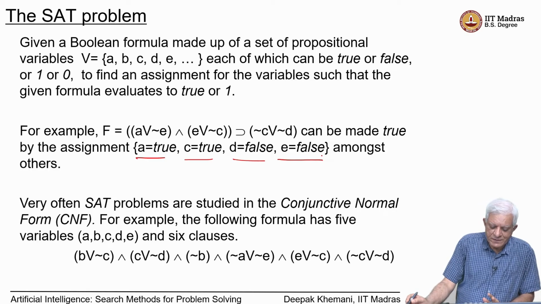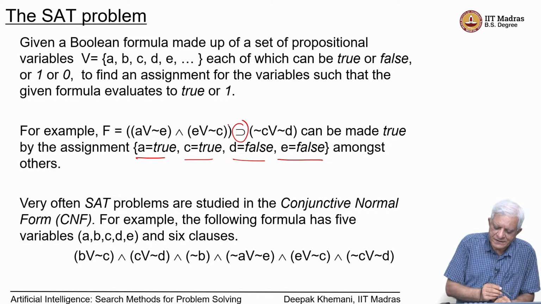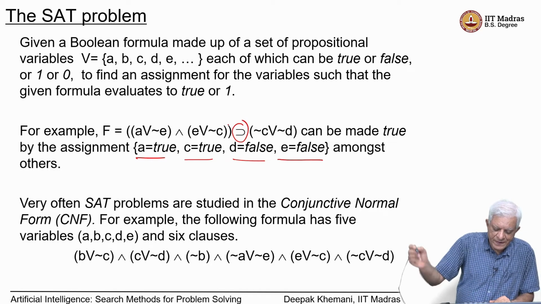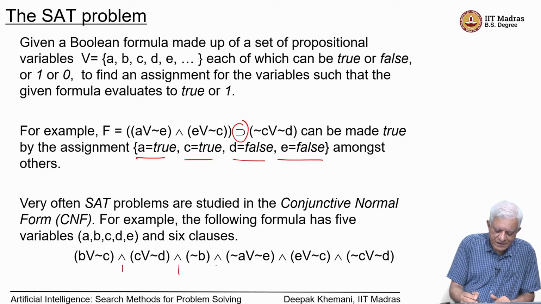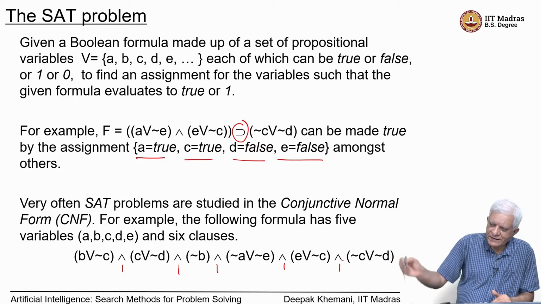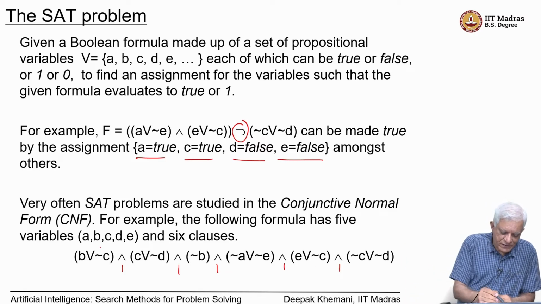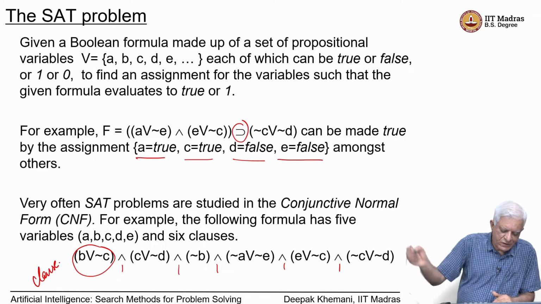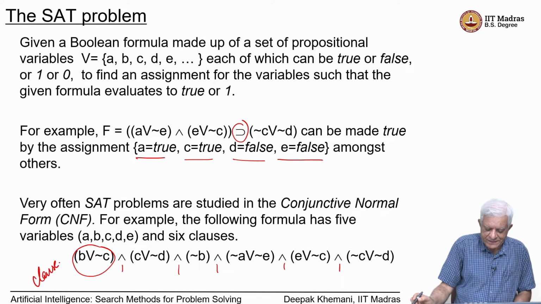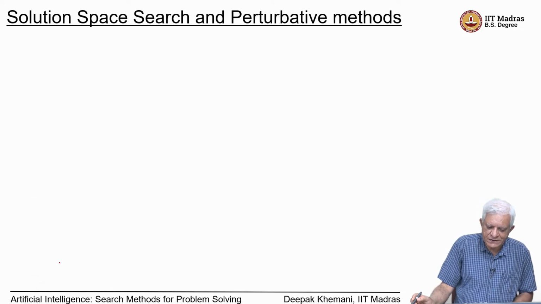Very often SAT problems are studied in conjunctive normal form, or CNF. The above formula is not in CNF because it has things, for example, the implication sign and so on. But in the CNF form the main connective is an AND, and inside, every clause, as this is called, has only a disjunction or a negation sign essentially. So, essentially we can say so many clauses are there in the formula.